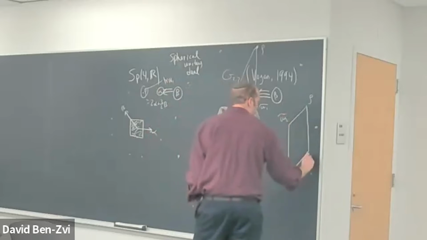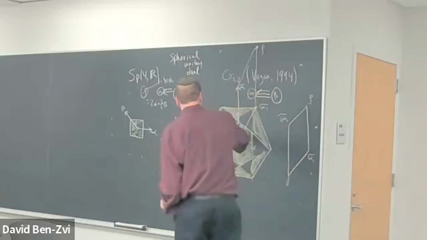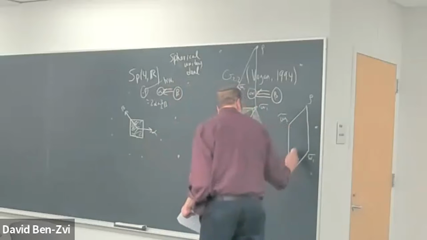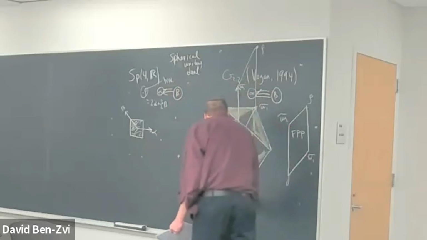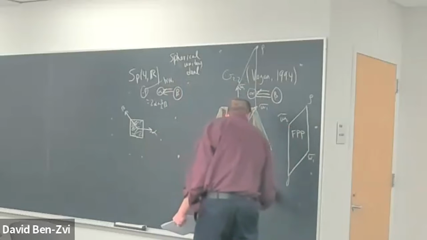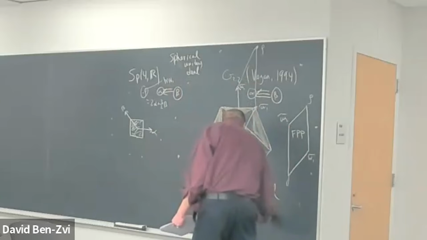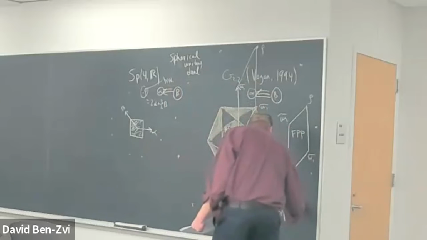We gave this a name. These are the fundamental weights, and so this region we call the FPP, which is the fundamental parallelepiped.